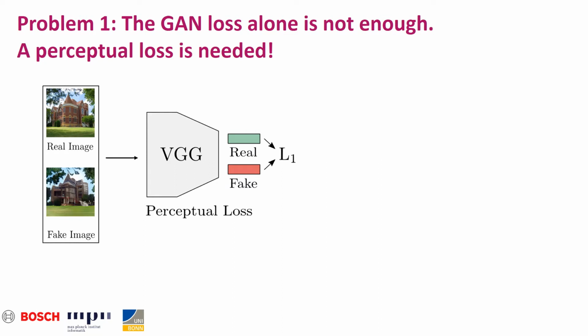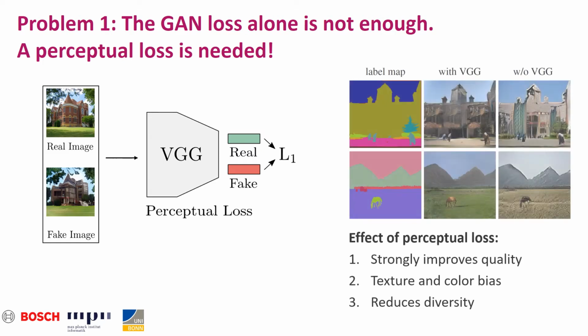The first problem of current methods is the reliance on the perceptual loss. So what is the perceptual loss? This loss extracts deep features from real and fake images with a classification network that was pre-trained on ImageNet. The distance between these deep features is minimized to bring fake data closer to the real data. The default choice in semantic image synthesis is the VGG network. The perceptual loss improves image quality by a great extent and is crucial for semantic image synthesis.